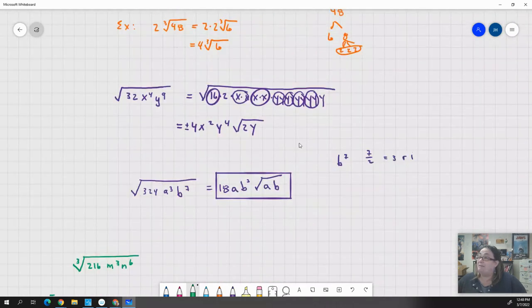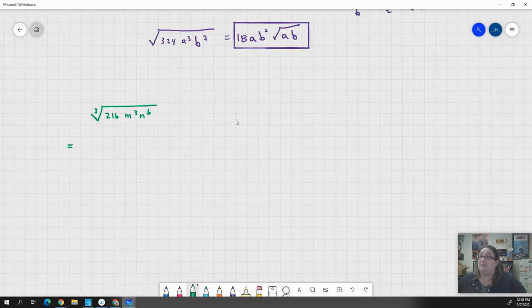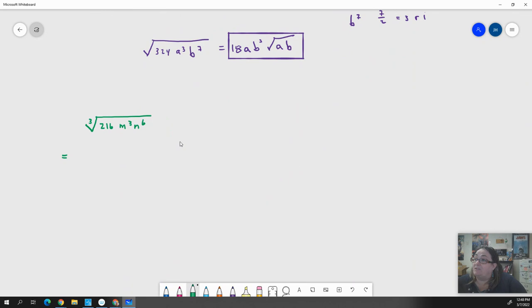So what that's saying to me is that 6 times 6 times 6 equals 216. So I know that this part can come out as a 6, right? And we don't have anything left. It's a perfect cube. M, I have 3 of them in here. That's how many I need to pull an M out. N, I have 6 of them, right? Which is 2 sets of 3. So I can pull this out as N squared because it's saying that I have 2 sets of 3. There is nothing left under this cube root.